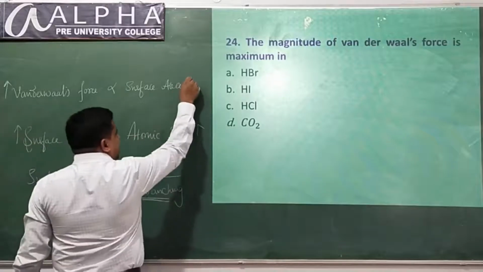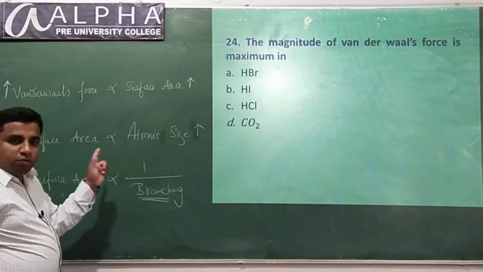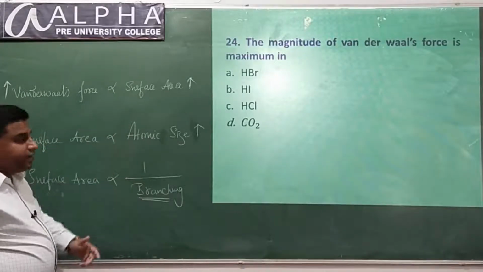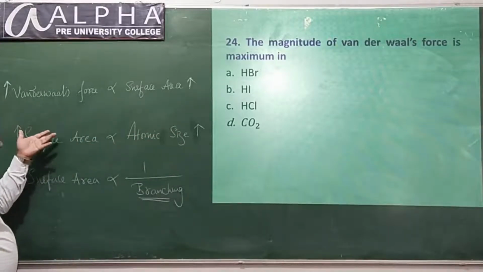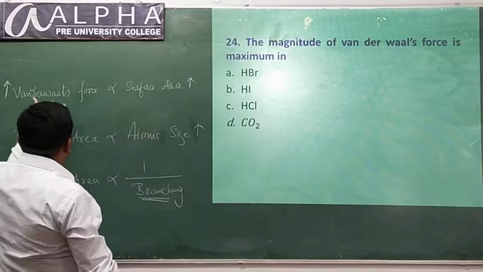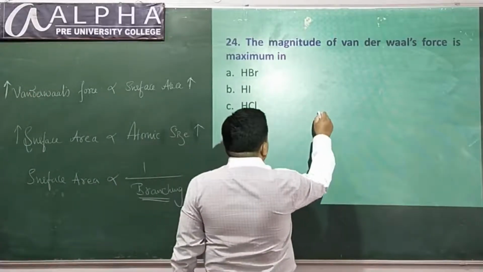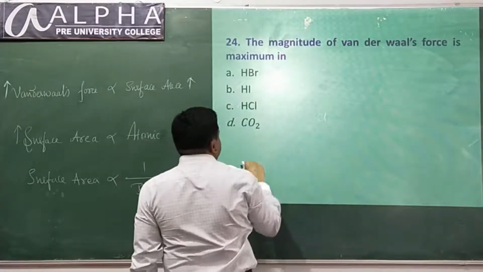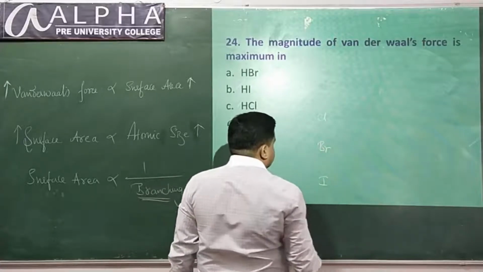As surface area increases, van der Waals force increases. They are all interrelated. If the atomic size increases, surface area increases. If surface area increases, van der Waals force will increase. See, we have hydrogen, which is the same, and we have chloride, bromide and iodide.